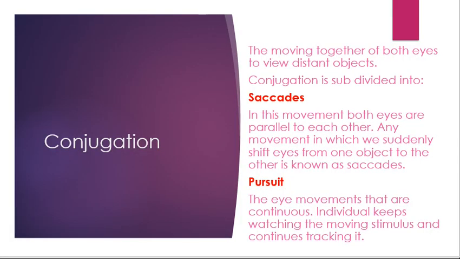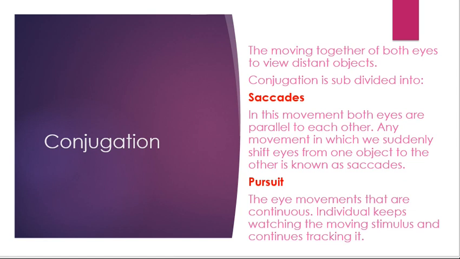Number one, conjugation. The moving together of both eyes to view distant objects is a process called conjugation. The movement of both the eyes to view the far off objects is a process of conjugation. It is divided into saccades and pursuit. Saccade is the movement of both eyes when they work parallel.